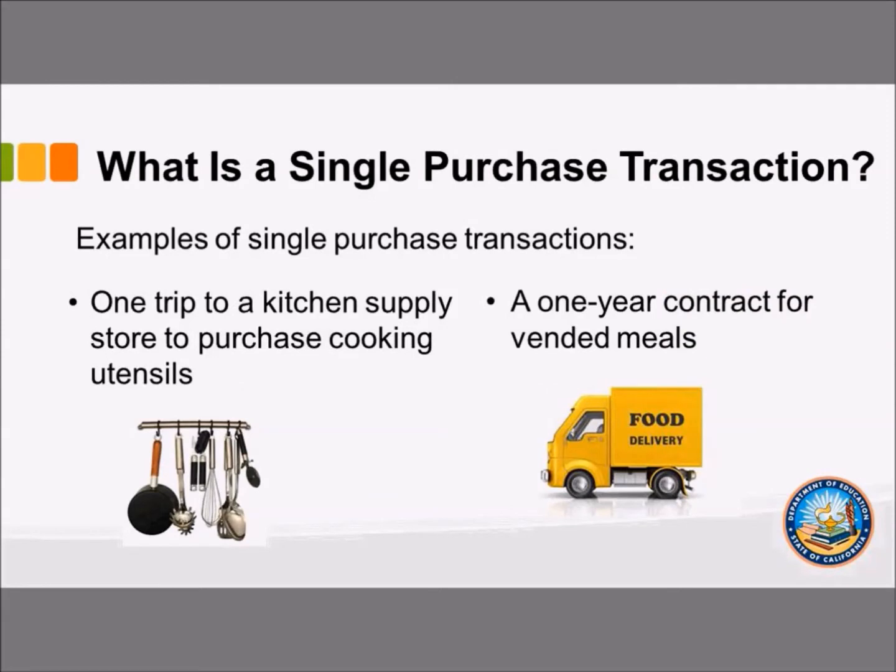Courtney, you stated a micropurchase is a single purchase transaction that is equal to or below $3,500. Can you give me some examples of single purchase transactions? A single purchase transaction has one receipt or contract. Here are two examples of single purchase transactions. A single trip to a kitchen supply store to purchase cooking utensils, and a one-year contract for vended meals.